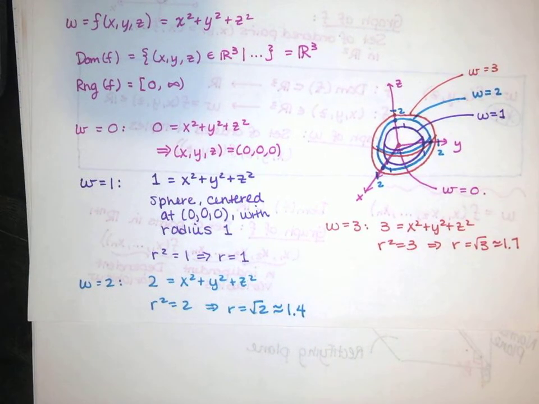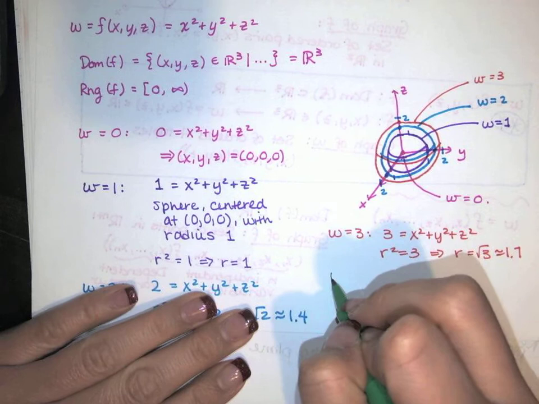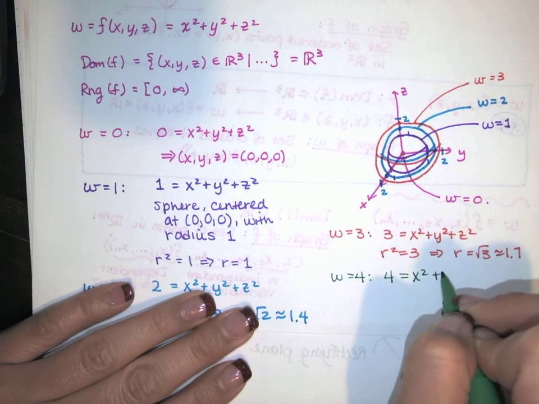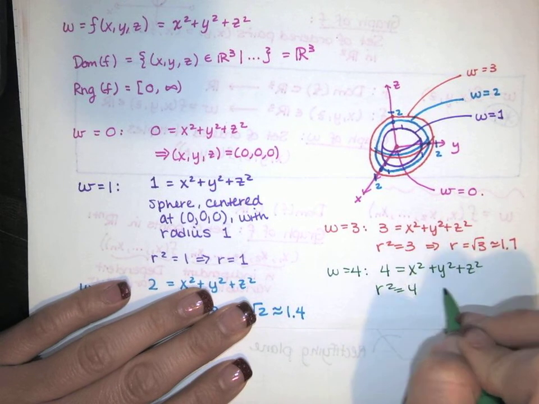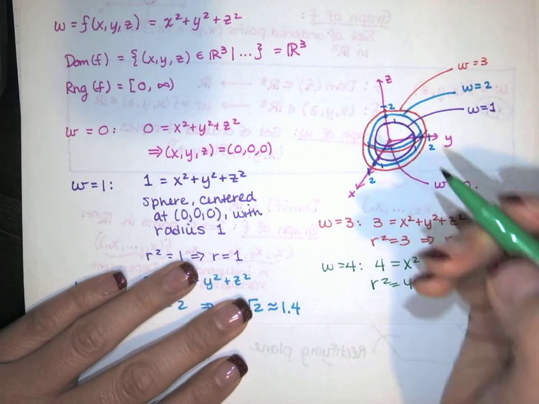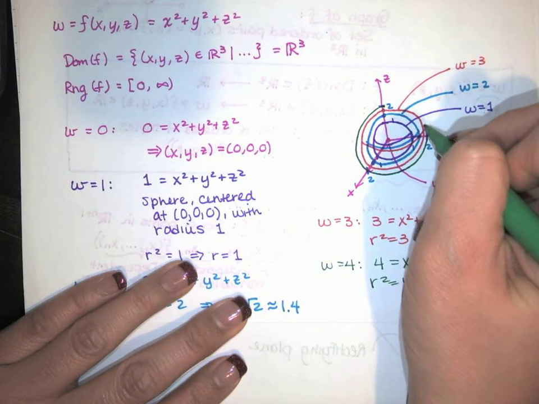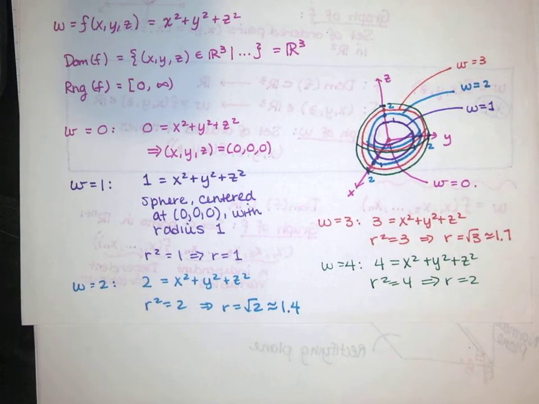Okay, last one. The last one that's nice and easy to draw. We've got 4 equals x squared plus y squared plus z squared. That means r squared equals 4, so r is 2. So this is a sphere of radius 2, centered at the origin. It looks like I've just drawn a bunch of circles on top of each other.